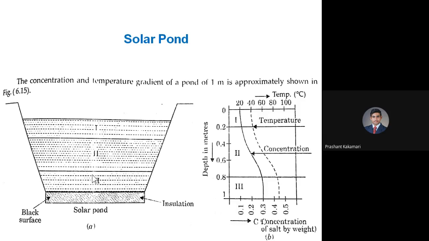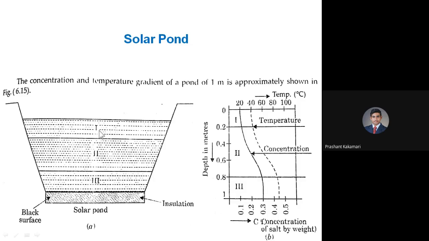One application, as we told, is solar refrigeration or space cooling or heating purposes, or also power generation purposes. Okay. So once you remember this graph of temperature versus depth in meters, or concentration of salt by weight with respect to depth, one can easily draw the solar pond, and understanding the working of the solar pond will also be easy by this graph.